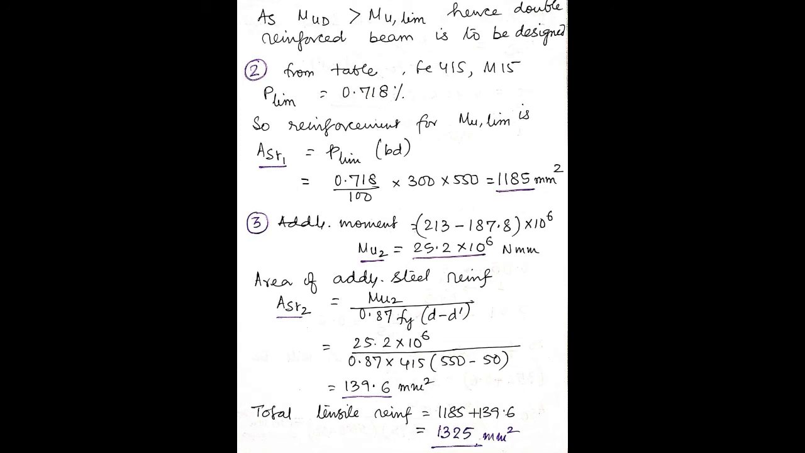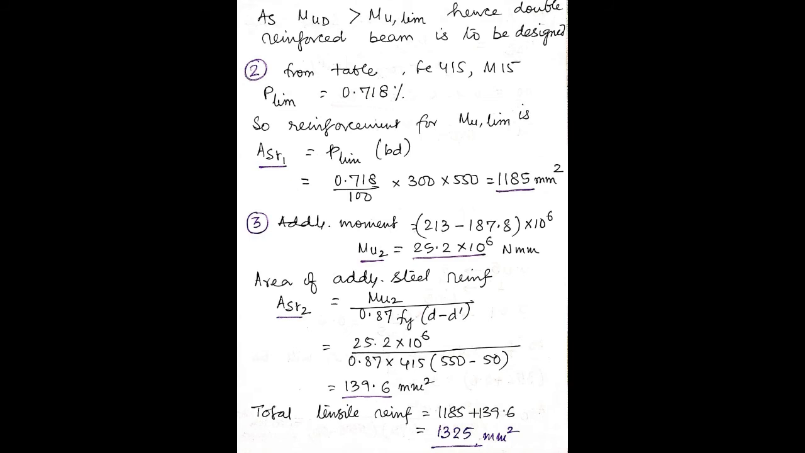So that gives us 25.2 into 10 raised to 6 Newton millimeter. So this much additional moment is being generated, for which we are going for the double reinforced section, correct? So the area requirement, the area of additional steel reinforcement Ast2, is Mu2 divided by 0.87 Fy into (d minus d dash). That gives us 139.6 millimeter square.